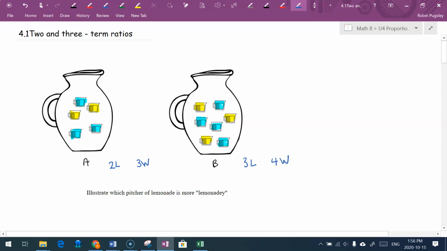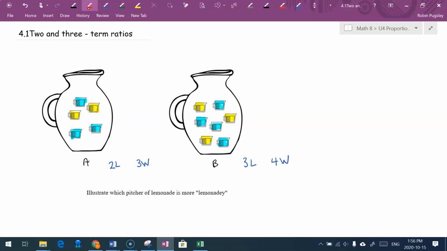So which one has a stronger lemonade taste? In other words, which one has more lemonade per a certain amount of water, or which one has less water for a certain amount of lemonade? So if we look at the very first picture, there's lots of different things we could do.